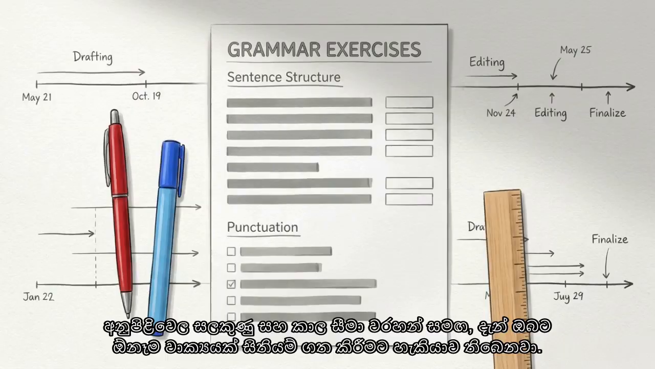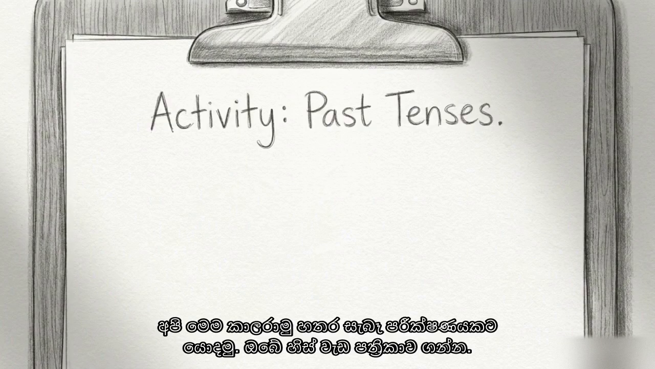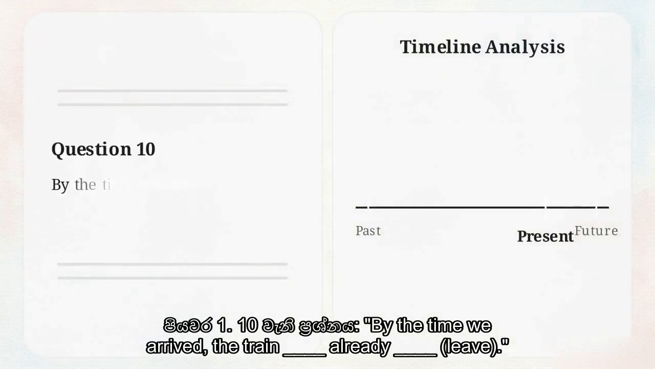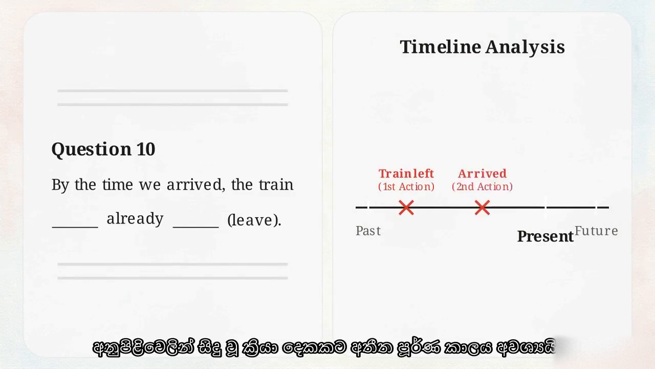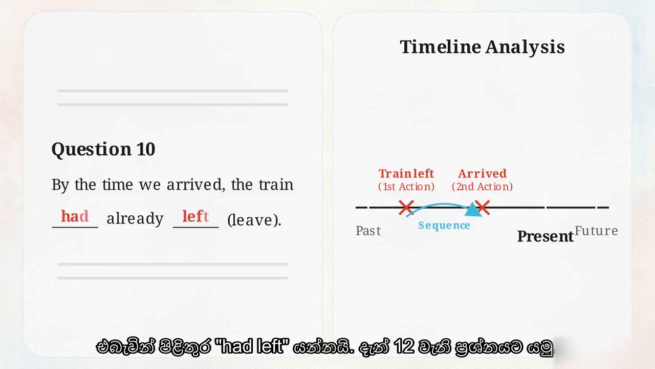Let's apply these 4 timelines to an actual test. Grab your blank worksheet. Step 1. Question 10. By the time we arrived, the train blank already blank leave. The timeline shows the train leaving gets the first X. The arrival gets the second X. 2 sequenced actions require the past perfect tense. The answer is had left.